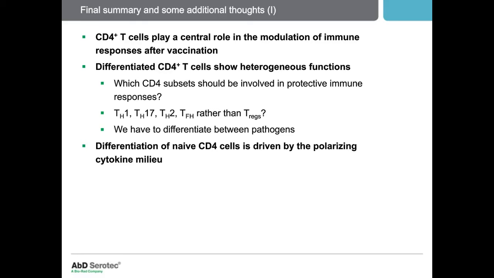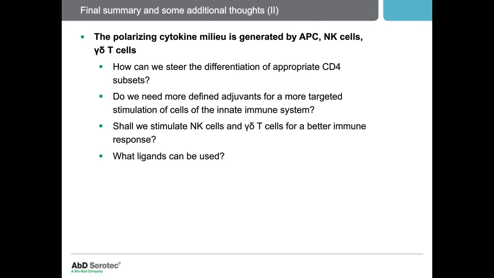We can say that the differentiation of naive CD4-positive cells is driven by the polarizing cytokine milieu. And this polarizing cytokine milieu is generated by antigen-presenting cells, by NK cells and gamma delta T cells. The question is now, how can we steer the differentiation of appropriate CD4-positive subsets? I think we need more defined adjuvants for a more targeted stimulation of cells of the innate immune system. There's an additional question: shall we stimulate NK cells and gamma delta T cells for a better immune response? And what ligands can be used for that?